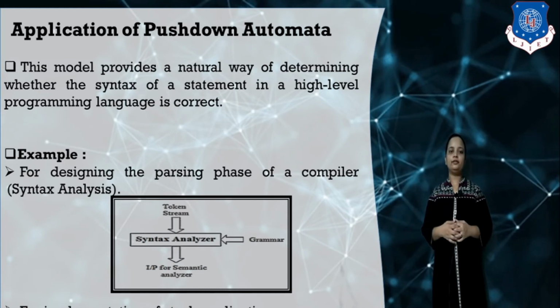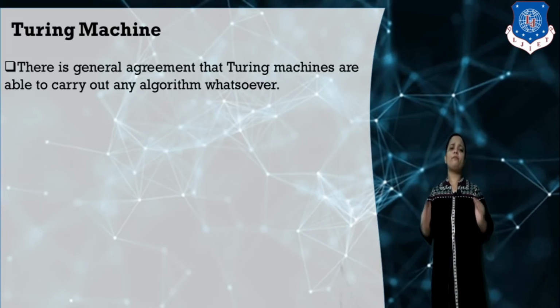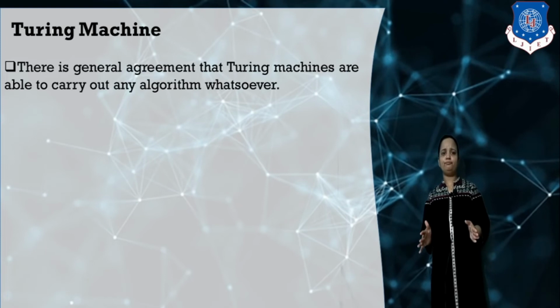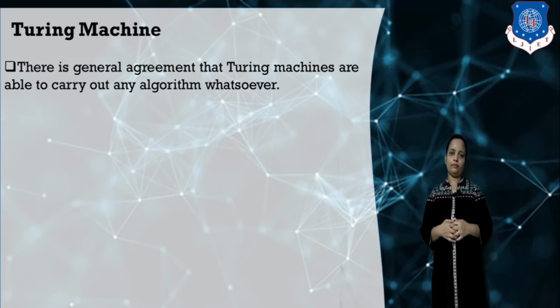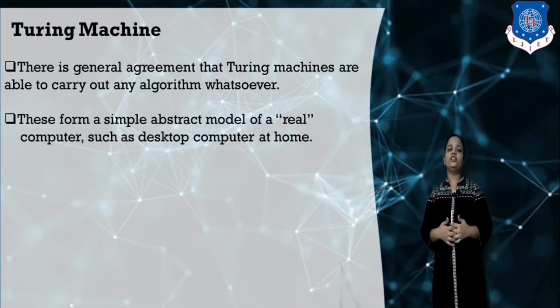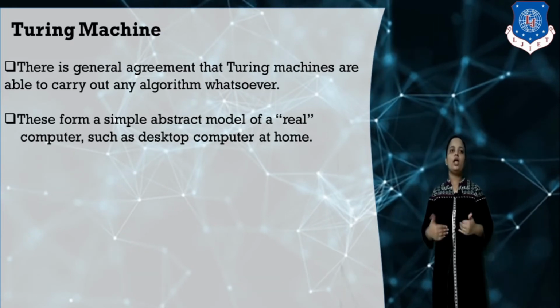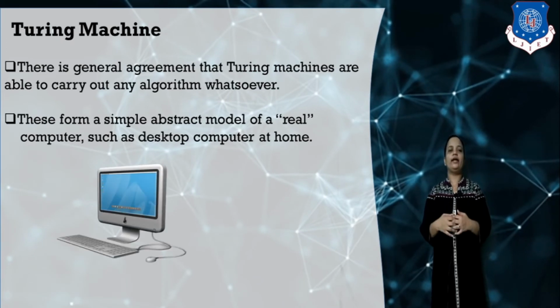In the next point, what is the application of the Turing machine? We can say that it is the most powerful machine, called an abstract machine, which solves any problem by using algorithms. Any algorithm I can develop by using the Turing machine, and it is more powerful than the pushdown automata and the finite automata. It is basically a simple abstract model for a real computer, such as a desktop computer at home.